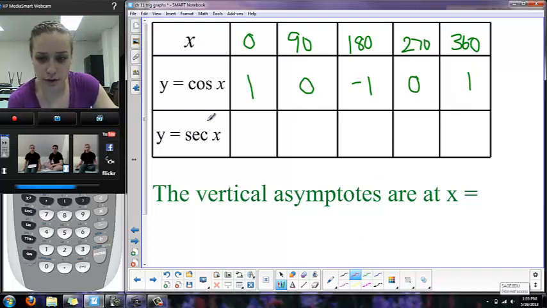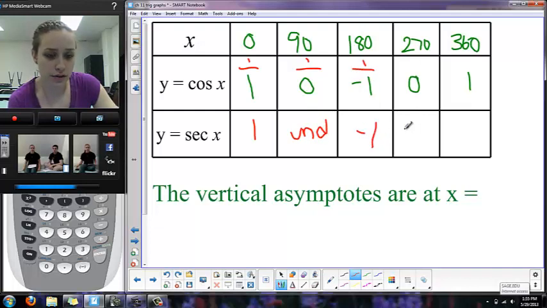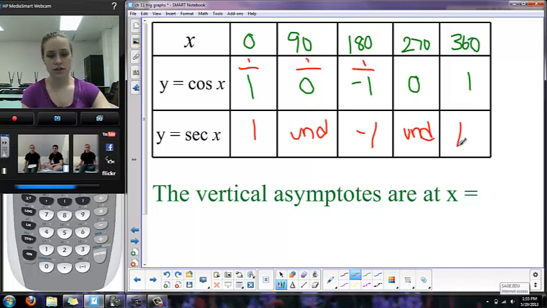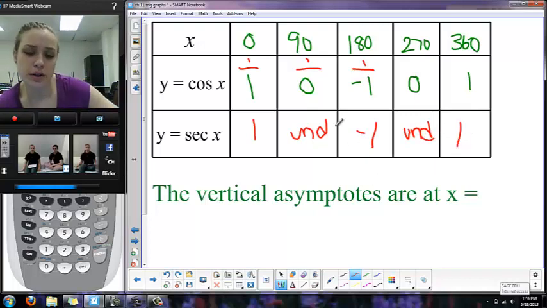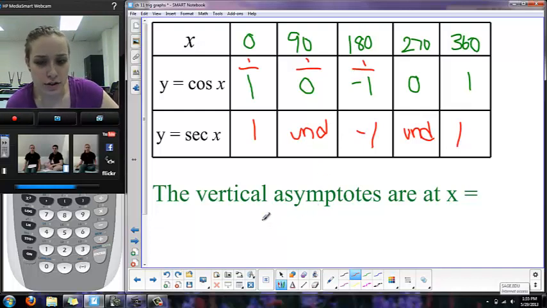Now I'm looking for secant, which is 1 over cosine. So 1 over 1 gives me 1. 1 over 0 is undefined. 1 over negative 1 is negative 1. 1 over 0 is undefined, and 1 over 1 is just a 1 again. Okay, so that's how you can get those values really, really quickly. And then you can see that there's vertical asymptotes at 90 and 270 degrees, which makes sense because that's where cosine is equal to 0.